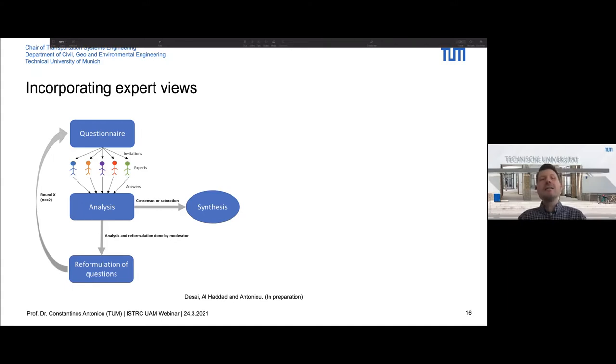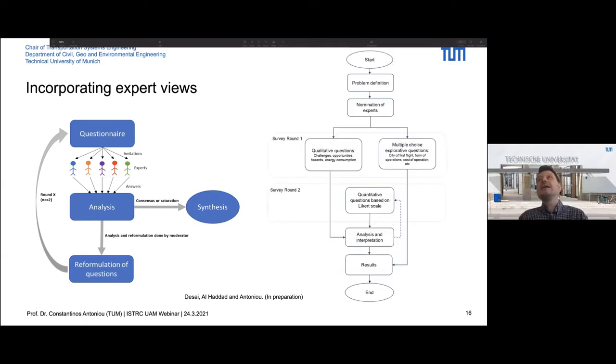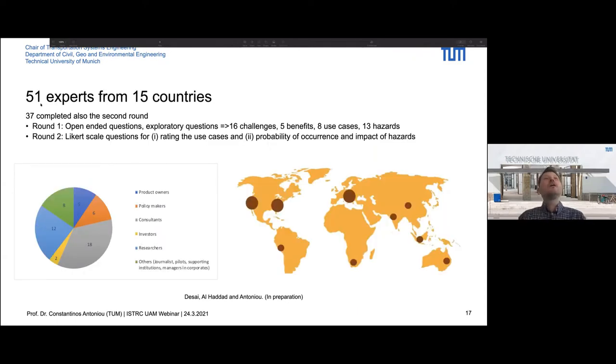And we developed a Delphi study, with a master's student from RWTH Aachen and a doctoral student of mine. We did a Delphi study with two rounds where we asked a number of experts, first of all, with more open questions. Actually, that's written here. So we had 51 experts for the first round.